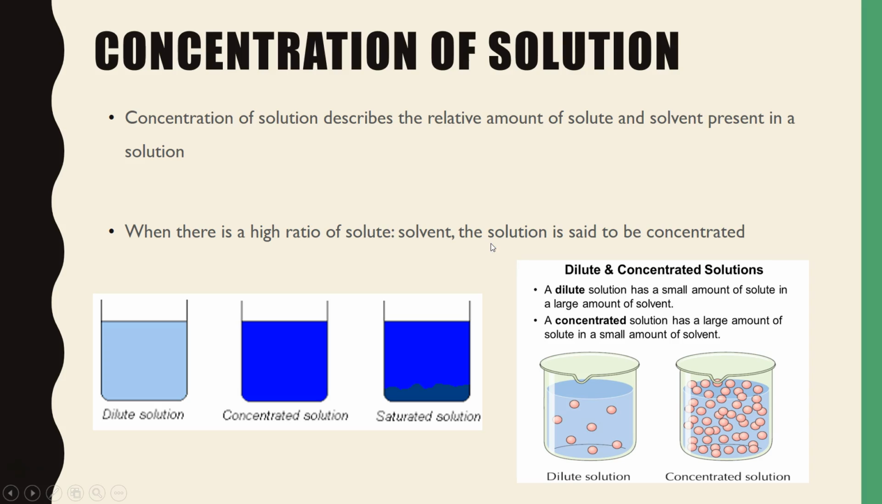So concentration describes the relative amount of solute in a given solution. A dilute solution does not have much solute, a low amount of solute in a particular solution. Concentrated, you're increasing the amount of solute, and then saturated is where you have a maximum amount of solute present in that solution. So dilute shows a small amount of solute in a large amount of solvent, and concentrated shows a large amount of solute in a small amount of solvent.